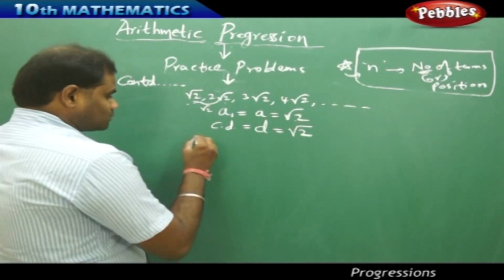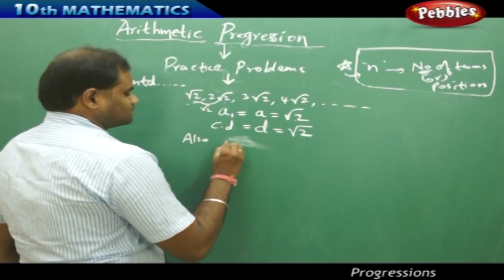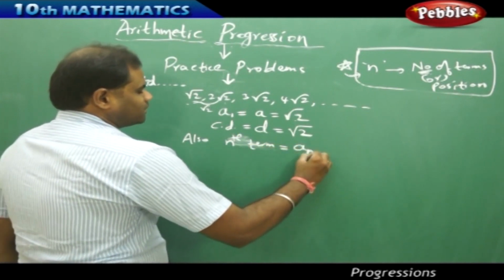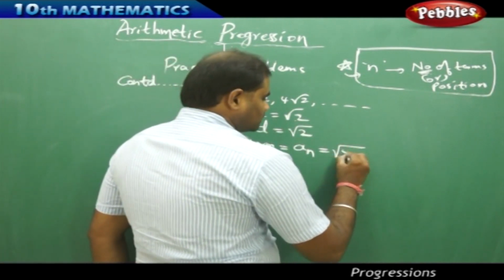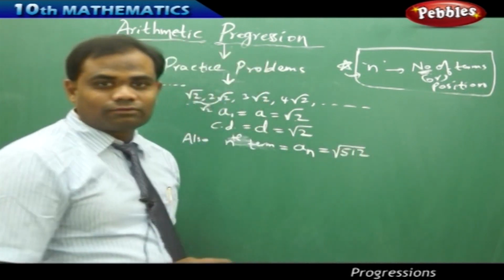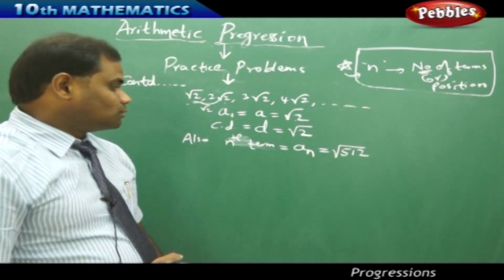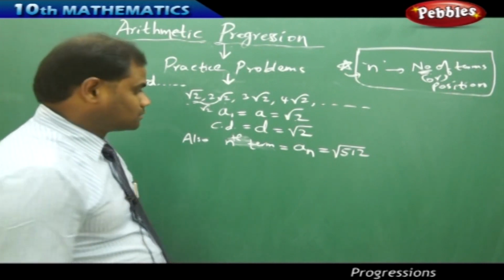Now it is given that the nth term is an, and it is given to be root 512. Here the nth term is root of 512, which is given in the problem. Now using this, I have to find the position, that is n. So let's see how we can do that.